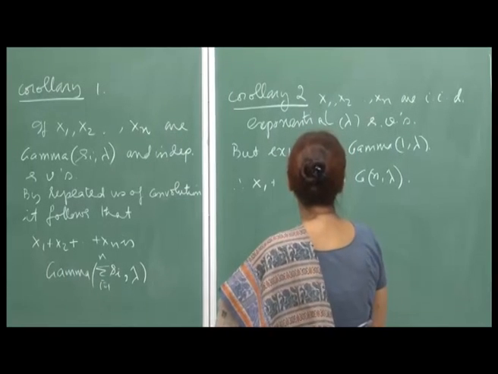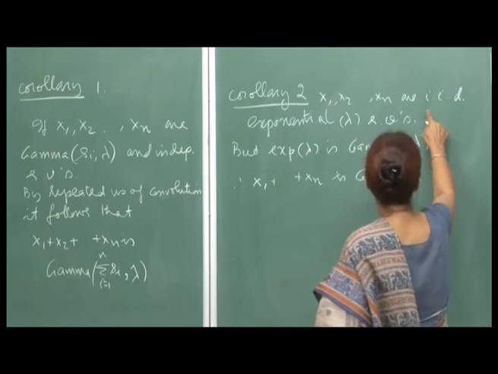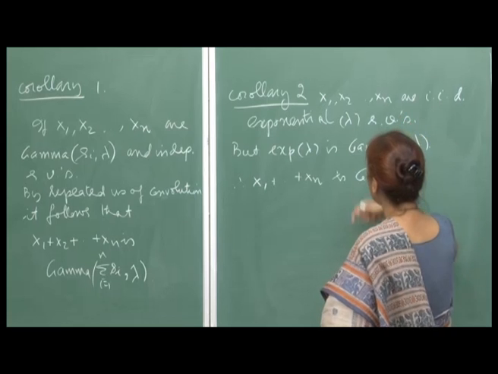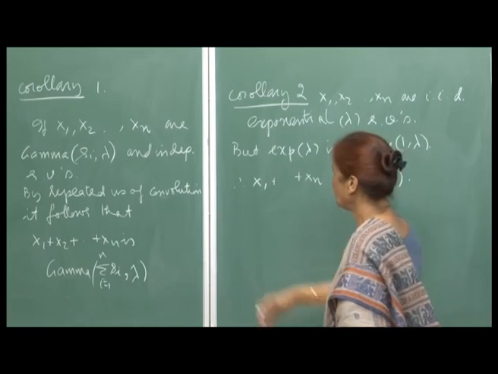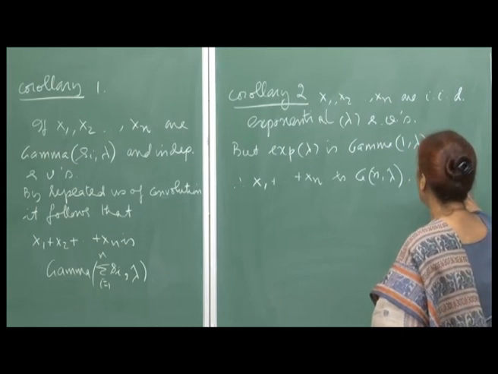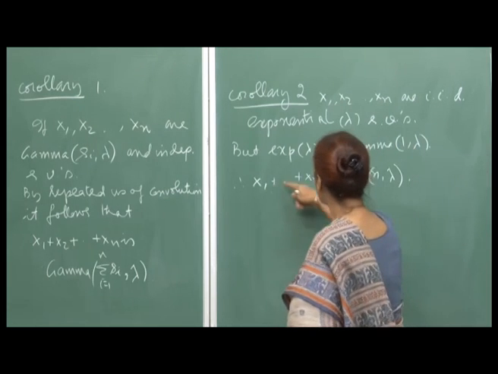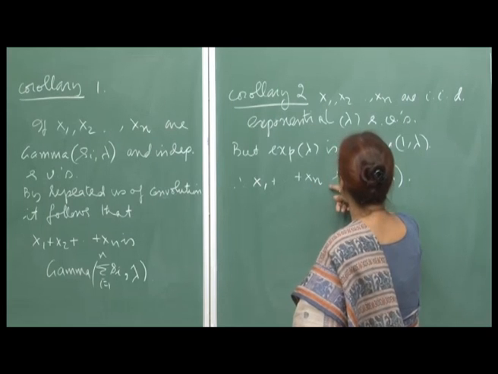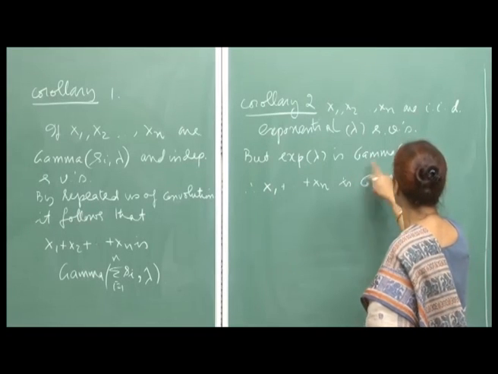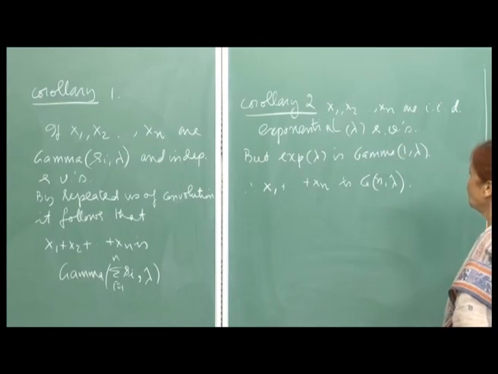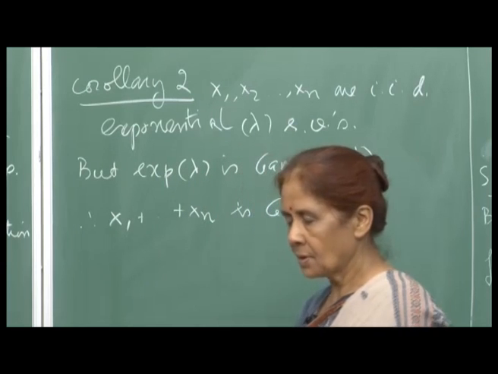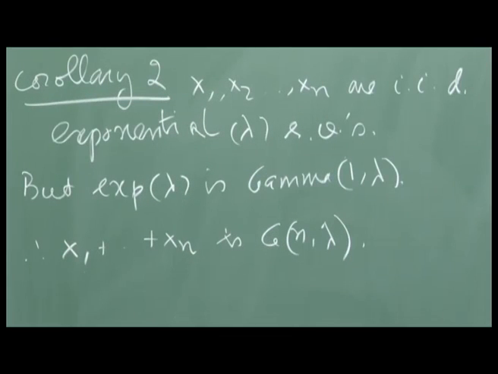Another corollary is that if x 1, x 2, x n are independent identically distributed exponential lambda random variables, and we know that an exponential lambda, from the gamma PDF you can see, is a gamma 1 comma lambda. Right, an exponential lambda is gamma 1 comma lambda, and so when you take x 1 plus x n exponential random variables independently distributed, then this is gamma n comma lambda, because the first parameter gets added. We will see uses of all this when we talk about random processes, stochastic processes, which are Poisson and Markov and so on, right.